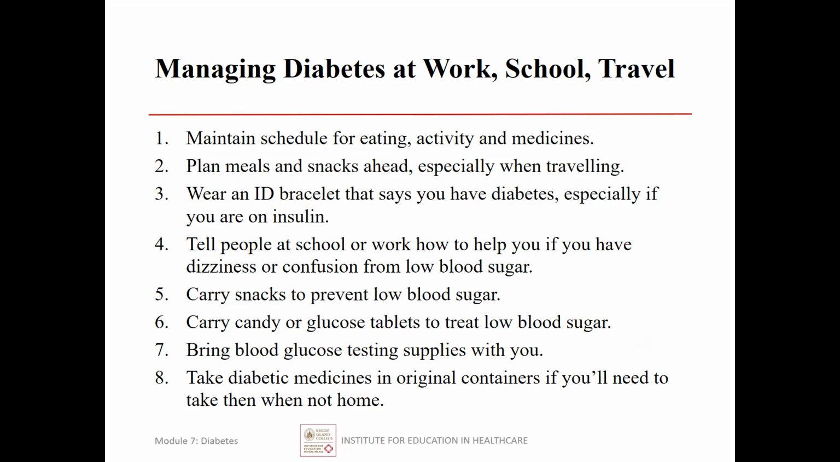And if they are going to or are likely to need to take diabetic medicine when they're not at home, they should carry it with them in the original containers that have the name of the medicine and the dose of the medicine on it, as well as any supplies that they may need. So if they're taking insulin, for instance, they need to carry not only the insulin, but the syringe and alcohol wipes with them.